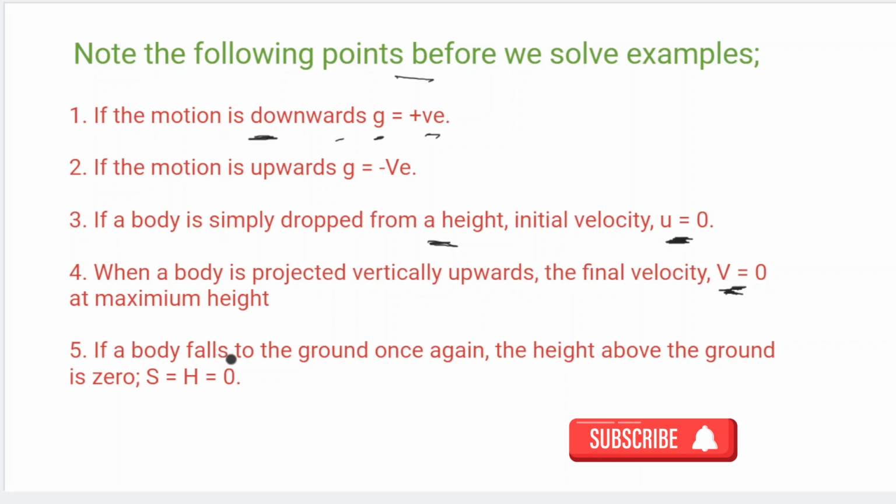Number five, finally, if a body falls to the ground once again, the height above the ground is 0. So s or h will be 0. All right, the height above the ground will be 0. So take note of that.